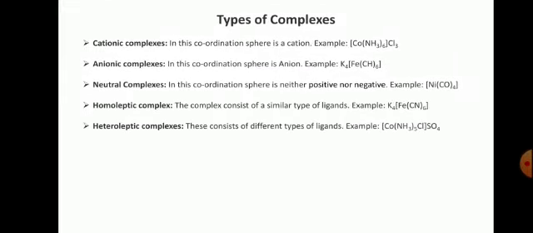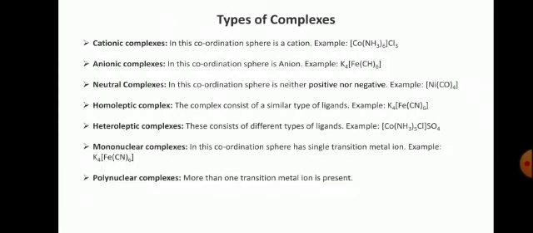Complexes can also be classified based on the ligands, that is homoleptic complex or heteroleptic complex. Very simple, homoleptic complex means the central metal will have the same type of ligands attached to it, while in heteroleptic complex there will be different types of ligands attached to the central metal atom. As you can see in the first example, K4[Fe(CN)6], the central atom Fe has 6 cyanide ligands, that is the ligands are the same, while in the second example the ligands are different. One is chlorine, one is ammonia, so it's a heteroleptic complex.